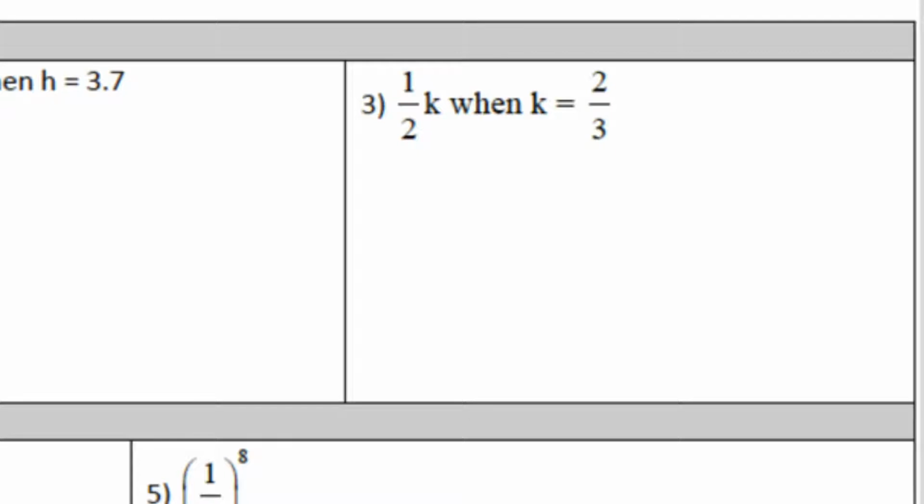Fractions. I know a lot of you guys might have difficulty with fractions. So here it says 1/2 k when k equals 2/3. So again, we know what k equals. k equals 2/3. So we're going to plug it in right here. So we're going to have 1/2 times 2/3. And remember, when you're multiplying with fractions, I'm just going to show you the basic easy way here.